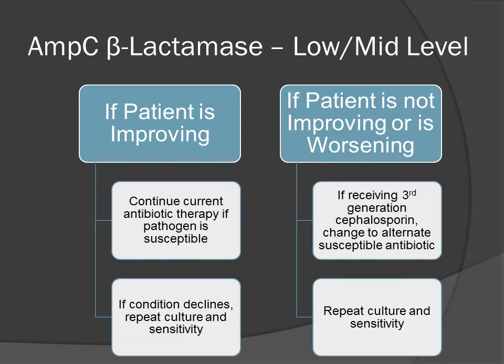So if you've got somebody who's been identified as having an AMP-C producing organism, if the patient's improving, you're going to continue the current antibiotic therapy if the pathogen is susceptible. If the patient's getting worse, you want to repeat the culture and sensitivity, and then probably switch antibiotics. If you're using a cephalosporin, you want to get rid of that. If the patient is not improving or is worsening, if they're receiving a third-generation cephalosporin, you want to change to an alternate susceptible antibiotic based on the culture sensitivity information. And then you also want to repeat the culture and sensitivity.